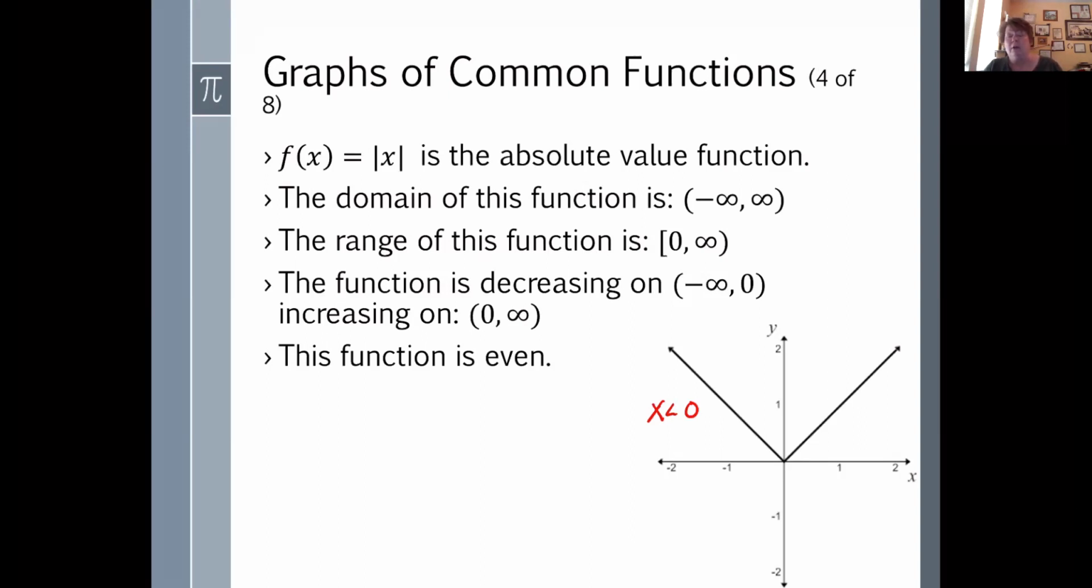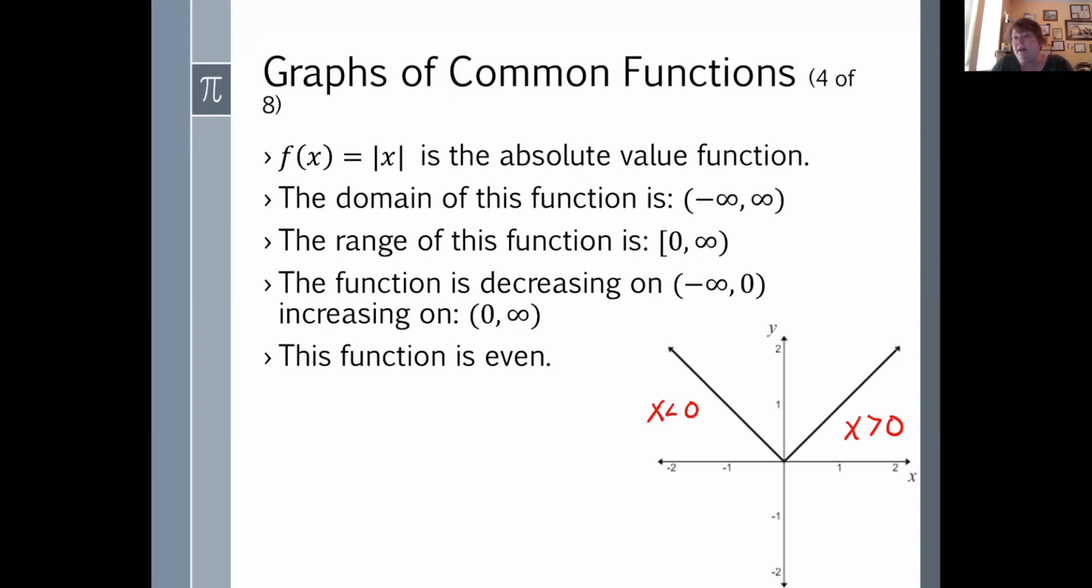At 0, the function changes direction and it starts increasing. So it's increasing to the right of 0. So where x is greater than 0, it's increasing. So it's increasing from 0 to infinity. And again, you'll note that whenever we discuss where a function is increasing or decreasing, we always use open intervals, no brackets.